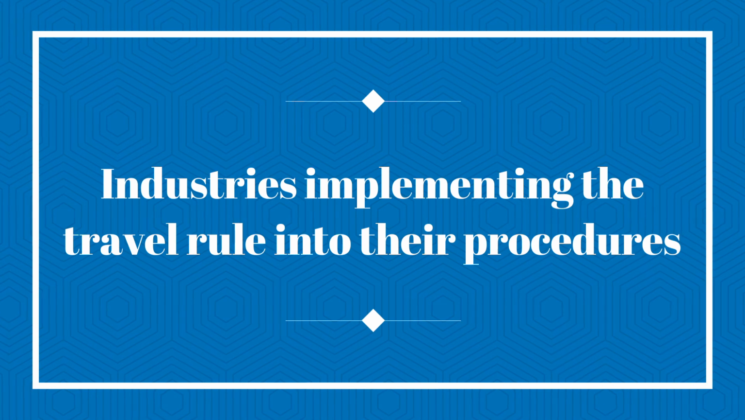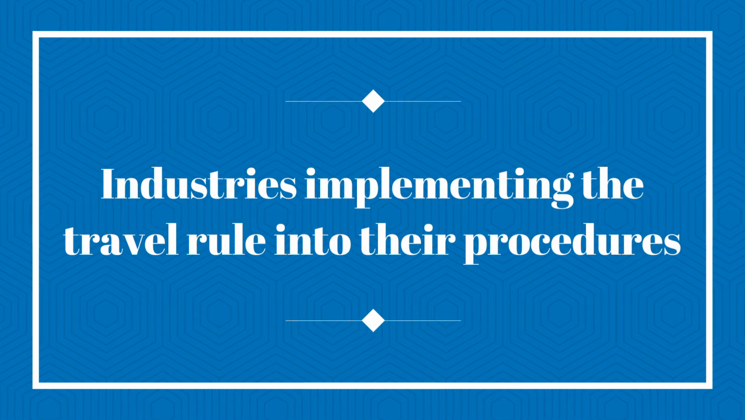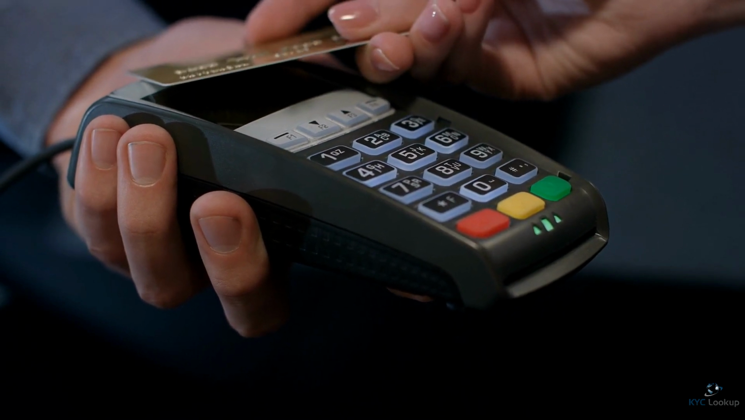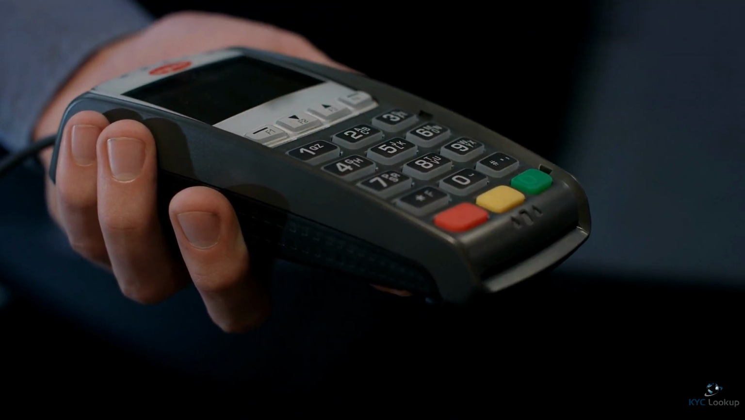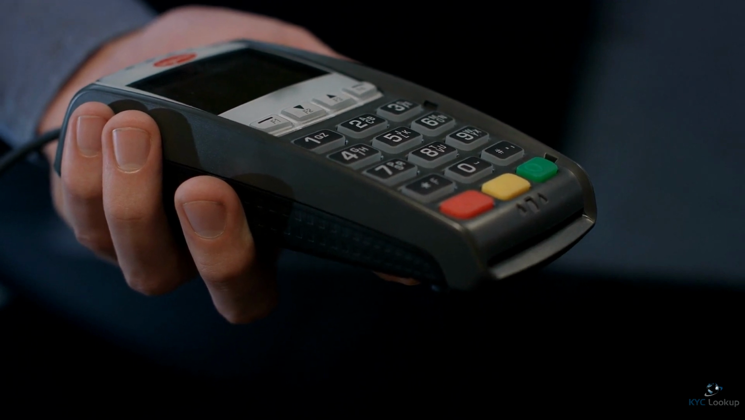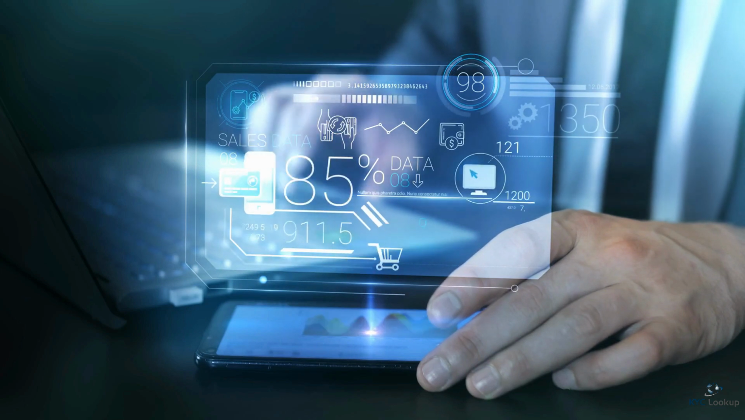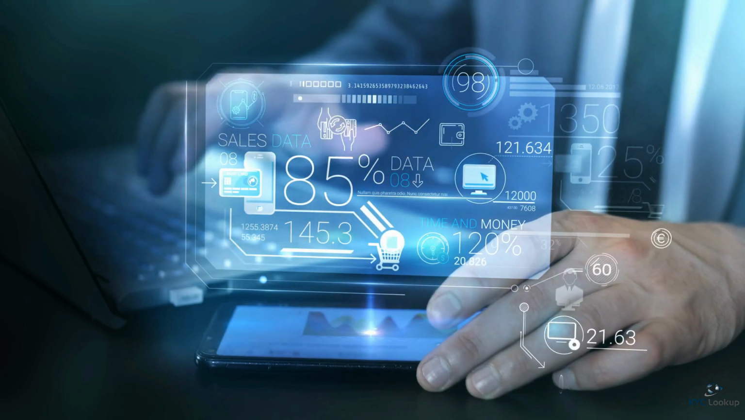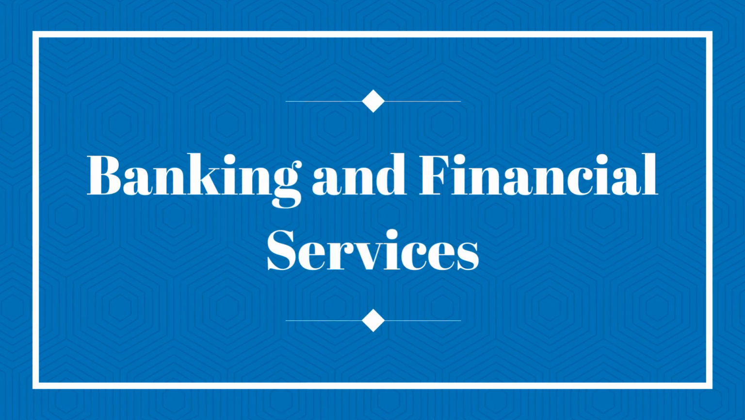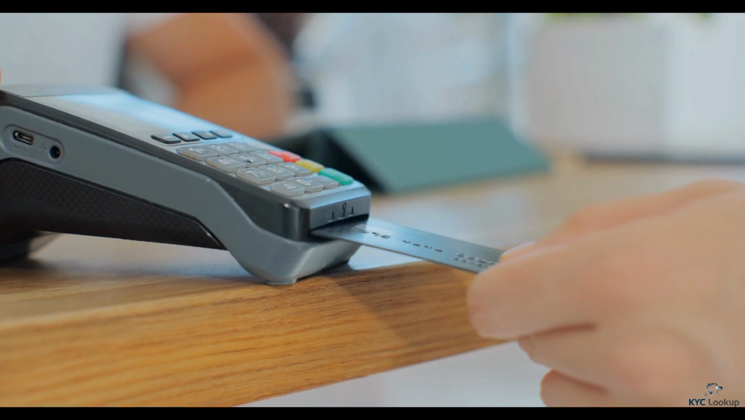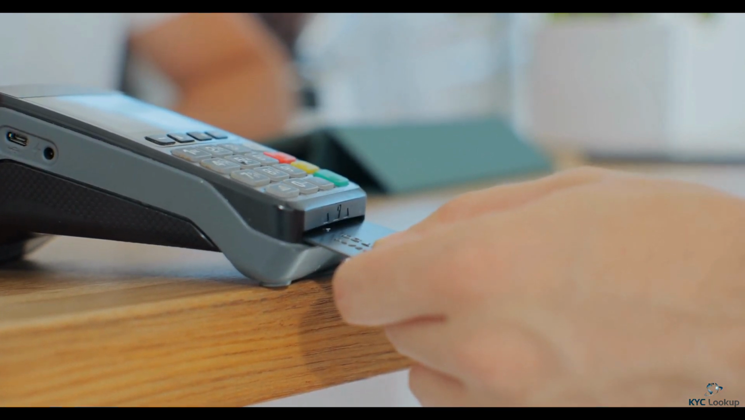Industries implementing the Travel Rule into their KYC procedures. The Travel Rule's impact extends far beyond traditional banking institutions. Several industries are deeply intertwined with financial transactions and have a significant role to play in ensuring compliance with the rule, including banking and financial services. Traditional banks, credit unions, and other financial institutions are at the forefront of Travel Rule compliance, given their central role in facilitating financial transactions.